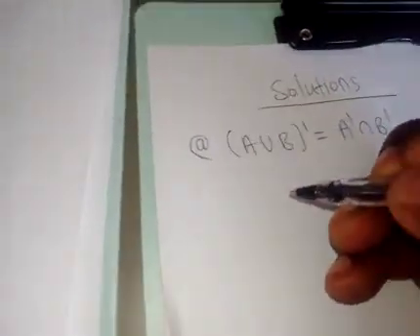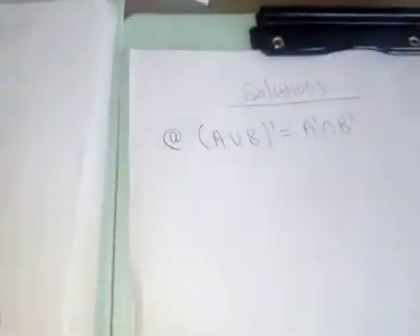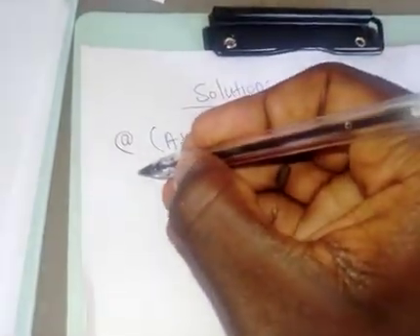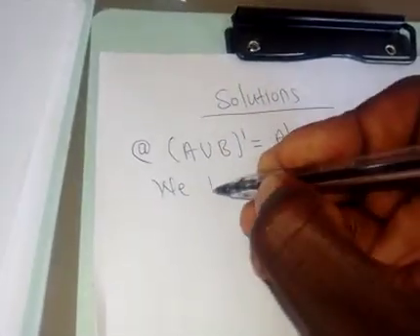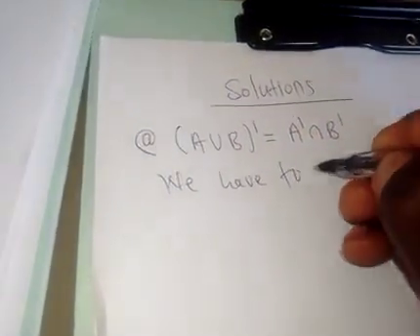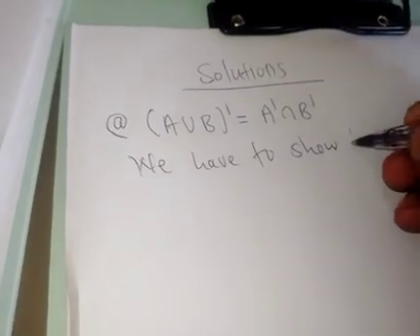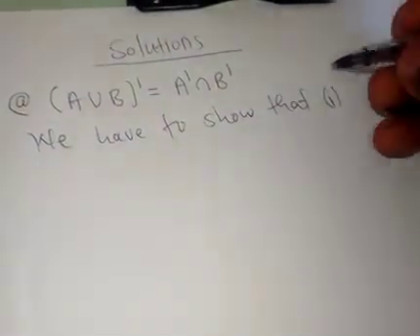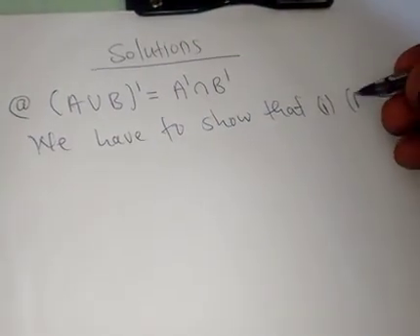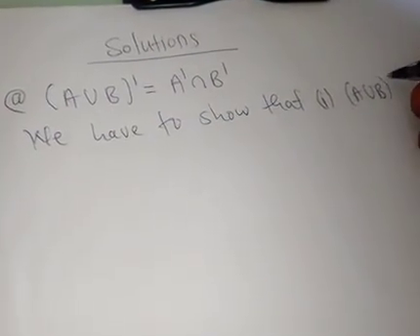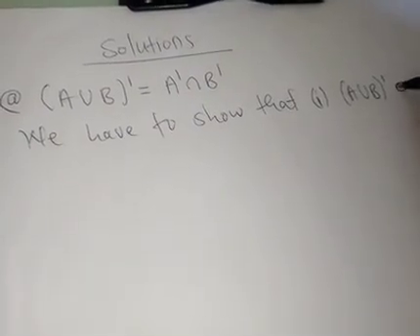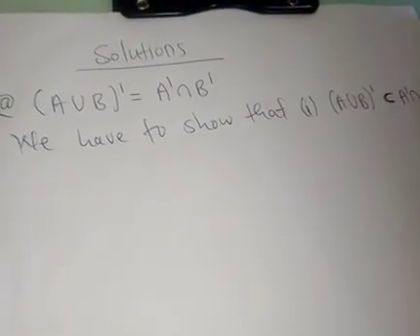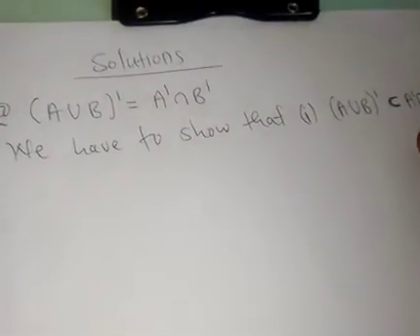When answering, you have to be writing these statements. So you start: we have to show that, one, what's on the left hand side, (A union B) complement, is a subset of what is on the right hand side, A complement intersect B complement. So that's the first thing.